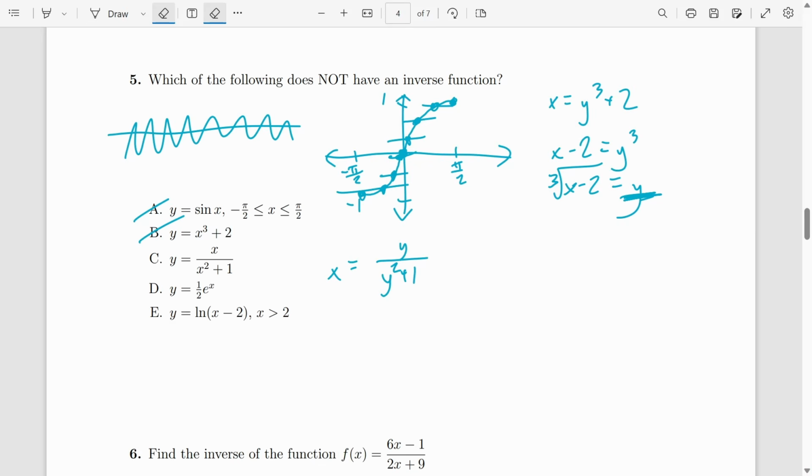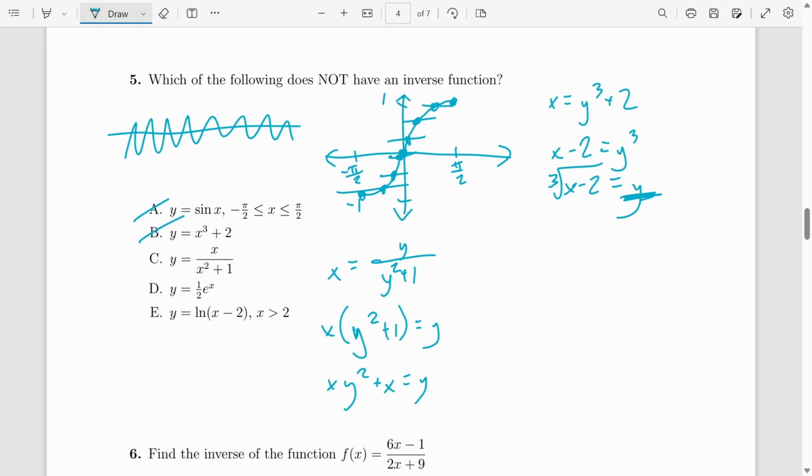We can still try nonetheless. Maybe we can multiply both sides by the denominator, y squared plus 1. So we get x times y squared plus 1 equals y. We can multiply the x out, maybe. We'll get xy squared plus x equals y.